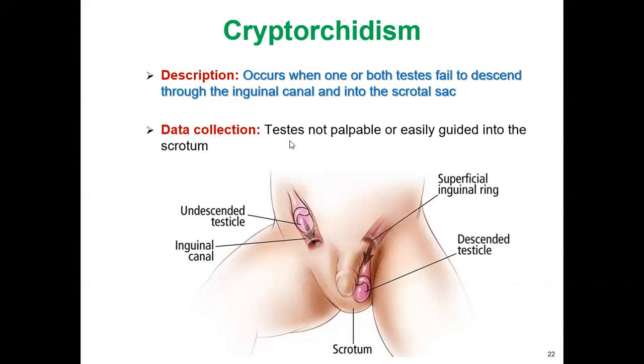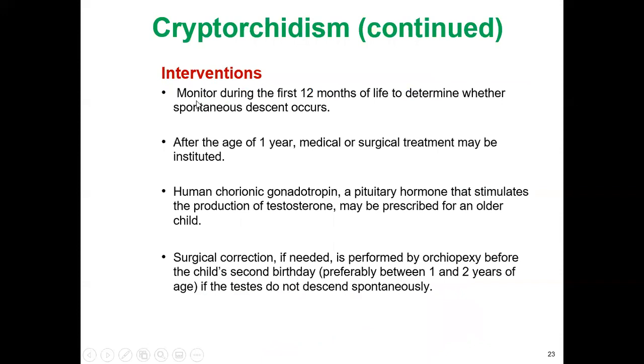What are the data collection findings? The testis is not palpable or easily guided into the scrotum. If the healthcare provider palpates, they can feel no testis inside the scrotum, and it is called cryptorchidism. So what are the interventions? We could monitor during the first 12 months of life to determine whether it spontaneously descends or not. So under observation for the first 12 months, after the age of 1 year, medical and surgical treatment may be instituted, meaning we follow medical or surgical management.